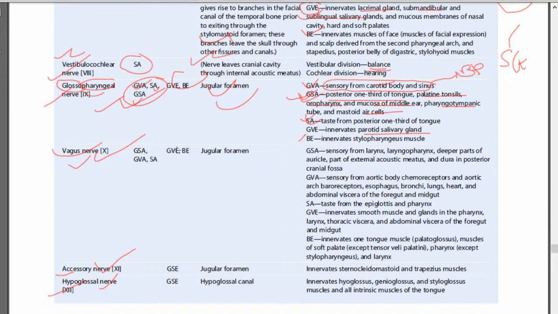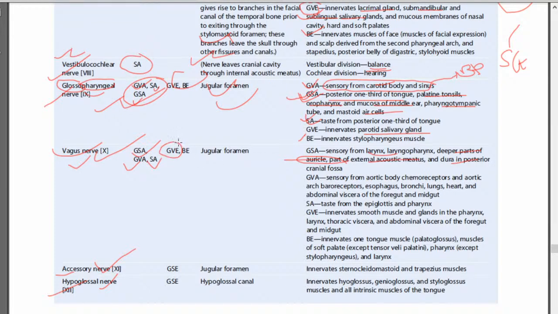So the vagus nerve, okay. It consists of general somatic afferent. Why general somatic afferent? Because it supplies the larynx, laryngopharynx, deeper part of the auricle, part of the external auditory meatus, and the dura mater of the posterior cranial fossa. Okay, general somatic afferent.